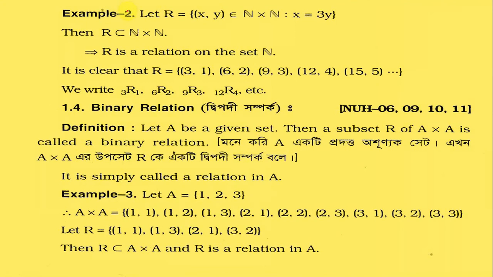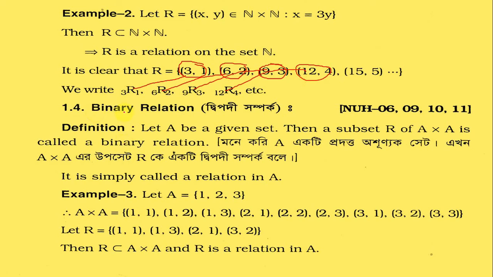Let us discuss an example. Let R be equal to {(x, y) belongs to N cross N such that x equals 3y}. Then R is a subset of N cross N, which means R is a relation on the set N. It is clear that R is equal to {(3, 1), (6, 2), (9, 3), (12, 4), (15, 5), ...}. We write 3 is related to 1. My dear students, we see that 3 is related to 1, 6 is related to 2, 9 is related to 3, 12 is related to 4, etc.